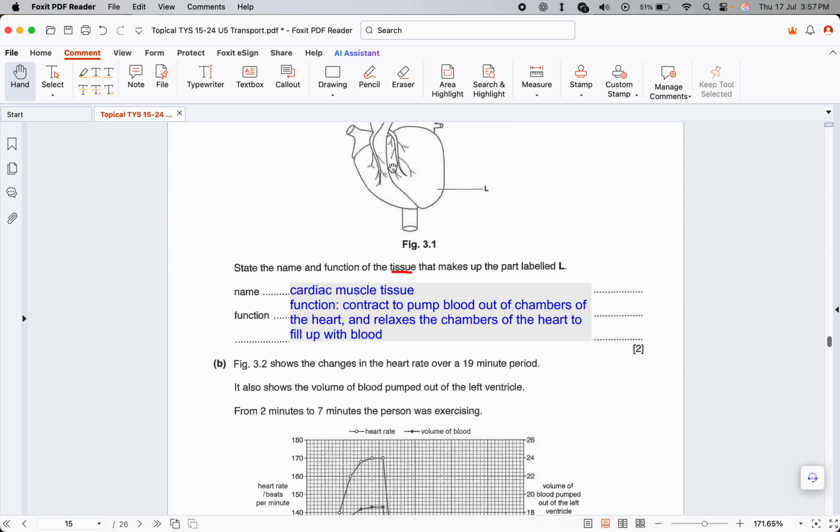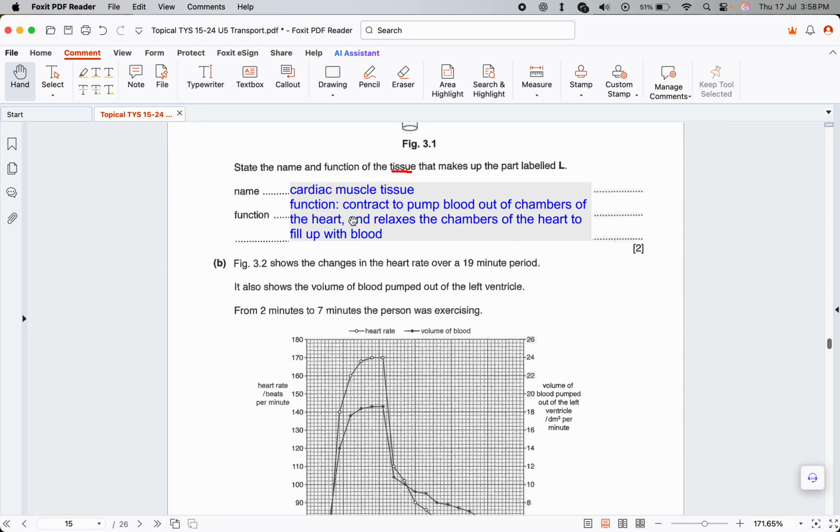Okay, so here we are talking about the heart, cardiac muscle. Oh, and also some of us wrote heart muscle tissue. It's not wrong to say that, but the proper medical term will be the cardiac muscle tissue. Okay, so let's use the proper terms.